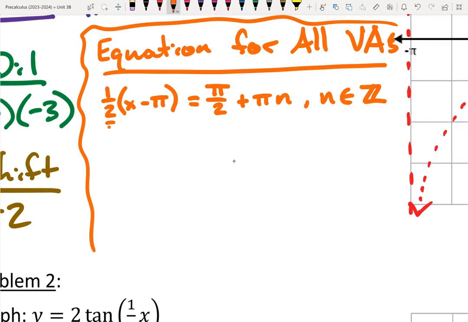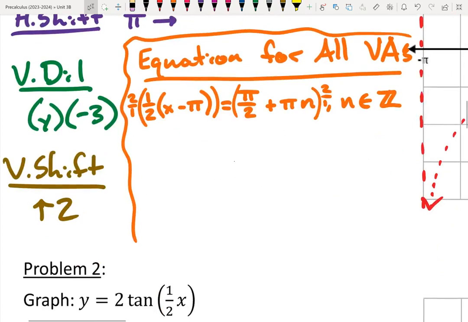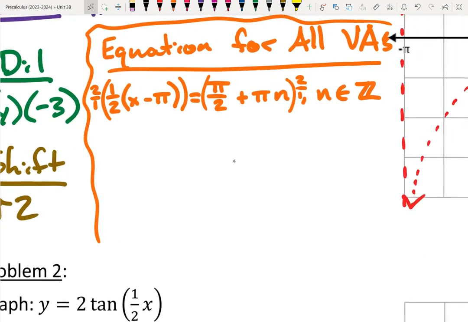How would I get rid of the 1/2? Divide by 1/2, but how do I divide fractions? In the same sense, I'm multiplying by the reciprocal here and over here. Wait, isn't that what we just did in the horizontal dilation? We multiply by 2/1, right? So it's like we're applying our horizontal dilation here. Multiplying by that reciprocal will get rid of the 1/2, and I'm left with x minus pi.